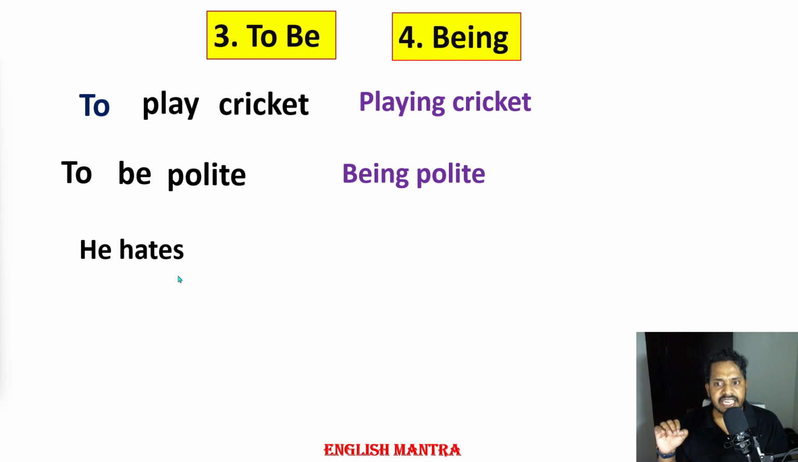See like this. He hates. If he hates him, him is a noun, a pronoun. So it's in the object's place. It's generally a noun, but we use a pronoun instead of a noun. What if you hate an activity? Suppose playing cricket, you can say I hate playing cricket.